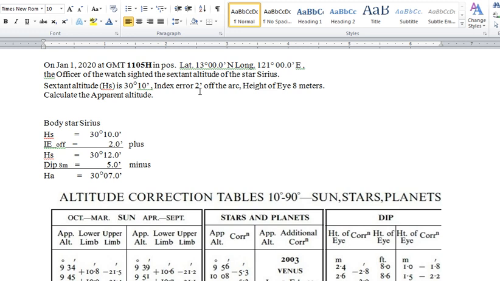Just like what we did last time on how to get the index error. Since this is off the arc, we add it. So our updated sextant altitude is 10 plus 2, which is 12 minutes, then bring down the 30 degrees. So our updated value is 30:12.